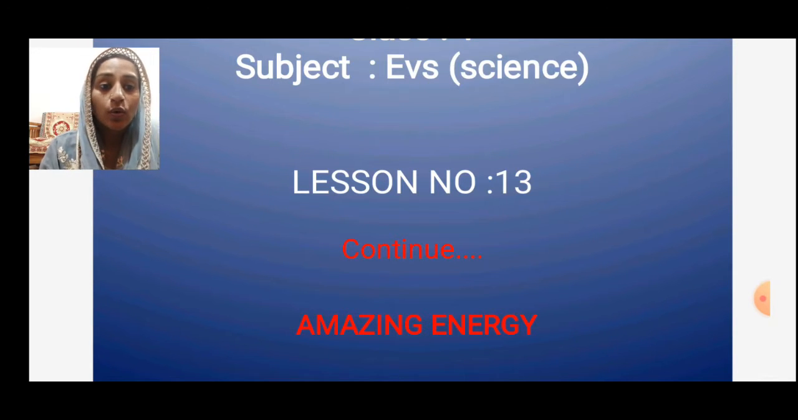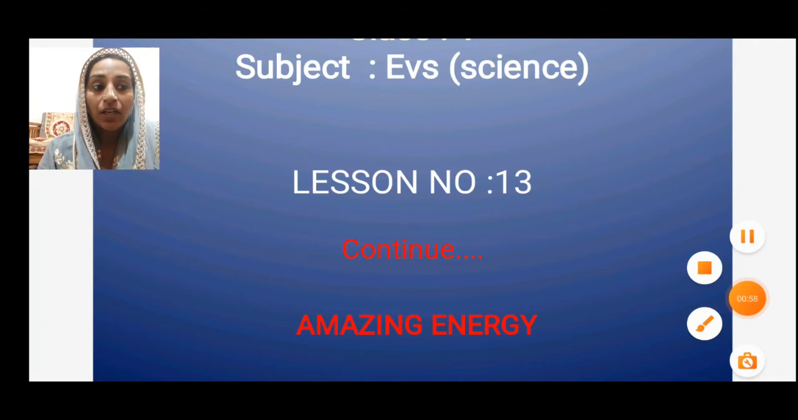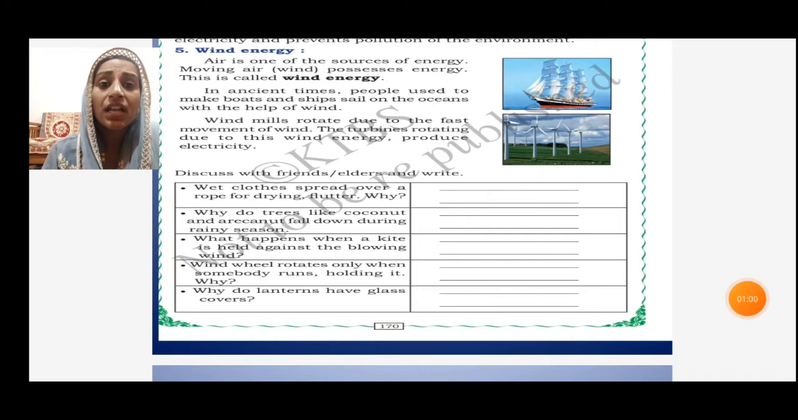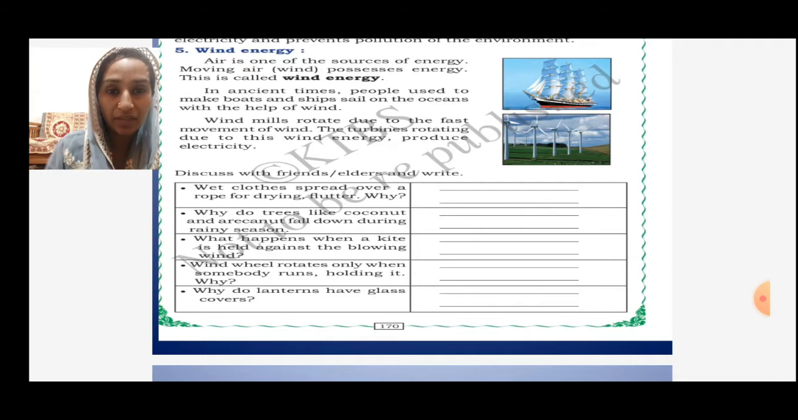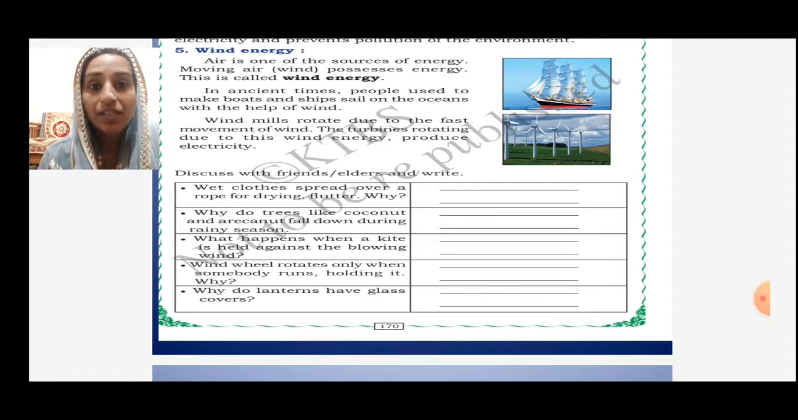Now let's go with another form of energy. Let's continue the chapter. There is another form of energy, that is wind energy. Wind means moving air. The air which moves very fast is called wind. When the air moves fast, it produces one kind of energy. That energy is called wind energy.